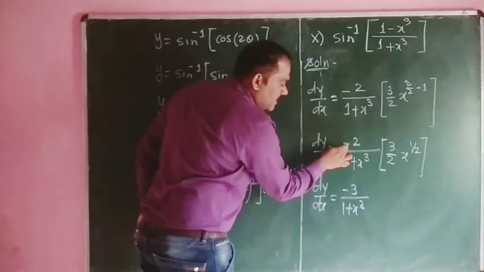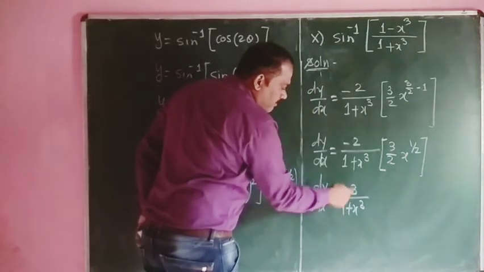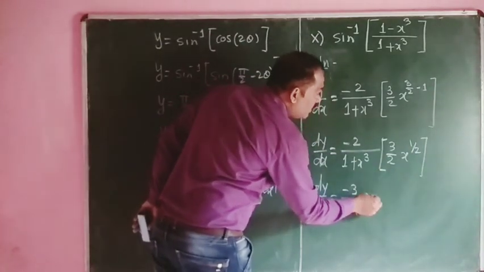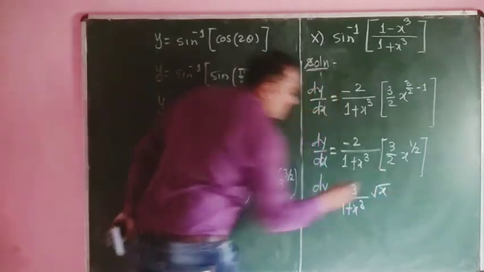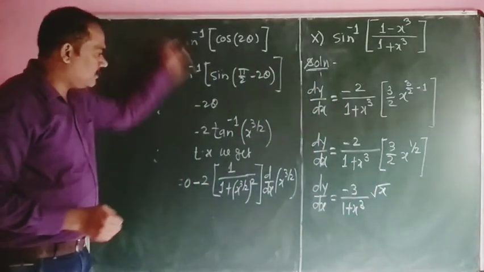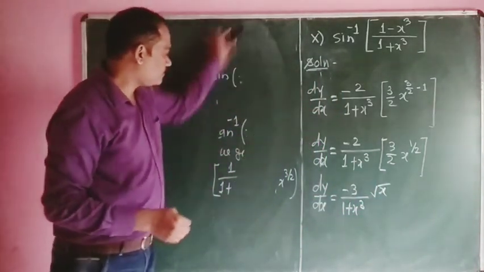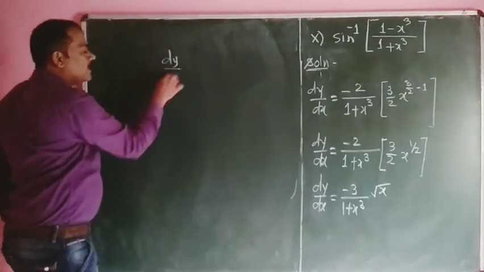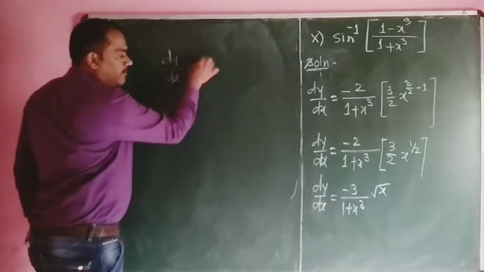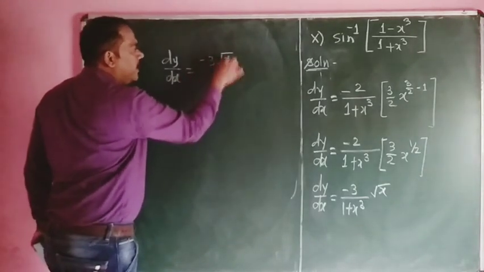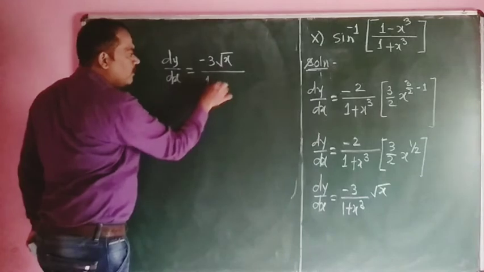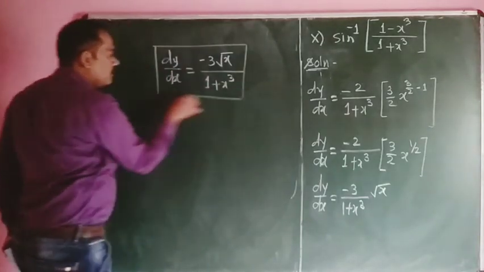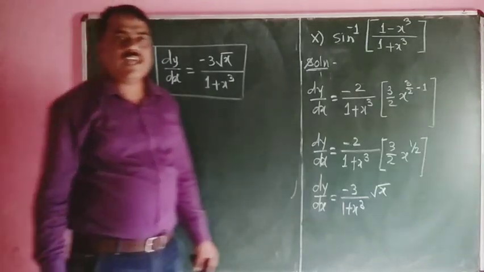This 2 gets cancelled, and minus into 3 is minus 3 divided by 1 plus x cube. X raised to 1 half is nothing but the square root of x. So we write the answer: dy by dx is equal to minus 3 into square root of x divided by 1 plus x cube, which is the required answer.